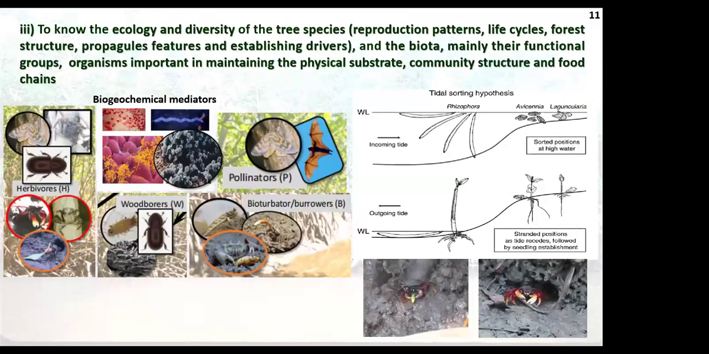Yet, you need to know the ecology, or the autoecology, and the diversity of the tree species and the biota that live in the mangrove. You need to know the tree life cycles, the reproduction patterns of the trees. As I told you one moment ago, mangroves release their propagules in the rain season. So it's in the rain season that you get seeds to restore or recover a mangrove. You need to know the reproduction patterns of the trees, the forest structure, and how the features of the propagule establishment are.